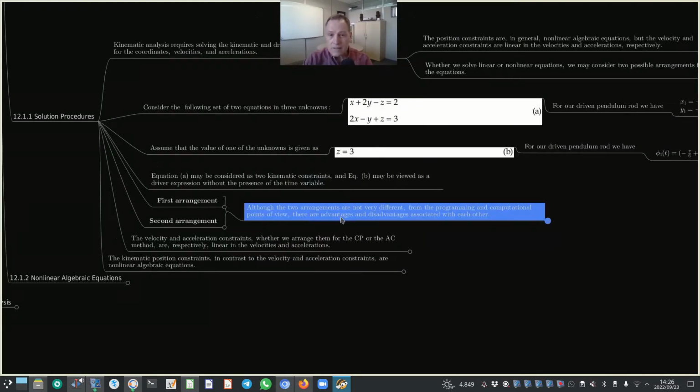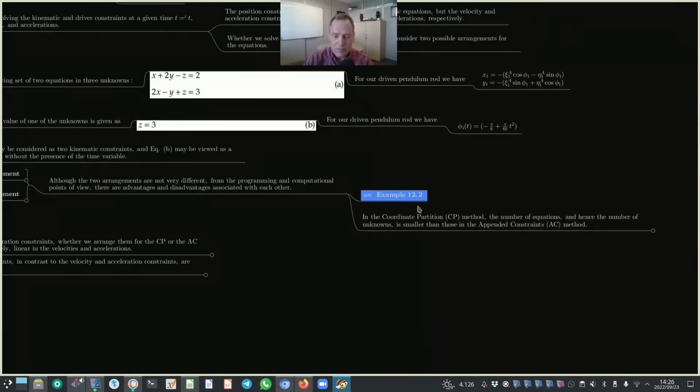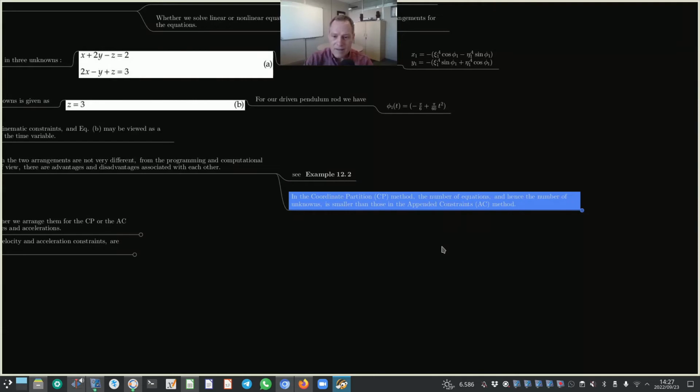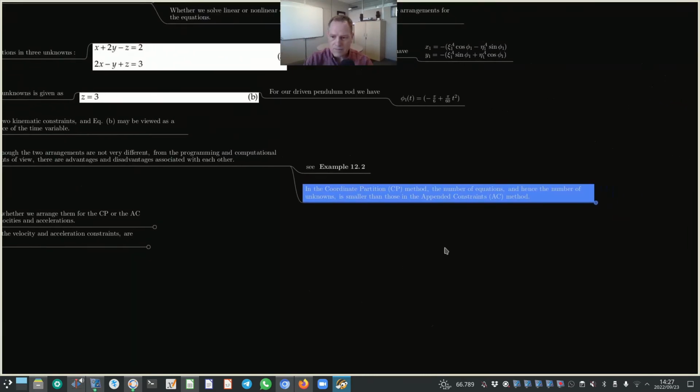Although the two arrangements are not very different from the programming and computational points of view, there are advantages and disadvantages associated with each. Okay, and you can have a look at example 12.2 in Planar Multibody Dynamics. The point of that is that in the coordinate partitioning method, the number of equations and hence the number of unknowns is smaller than those for the appended constraints method. Okay, and we saw that in our illustrative example as well.